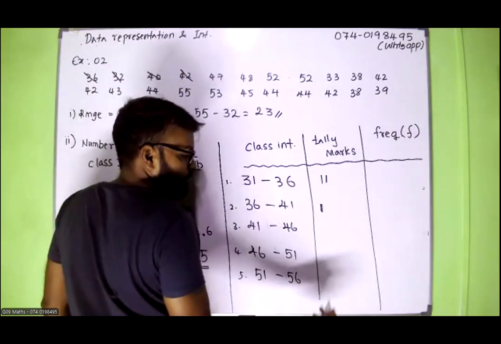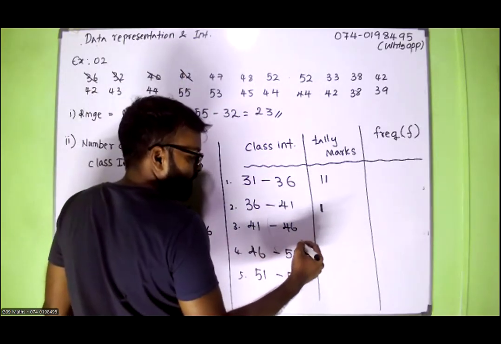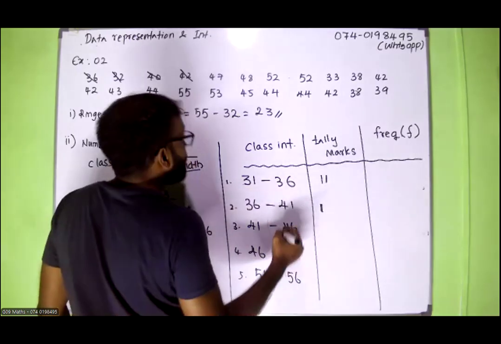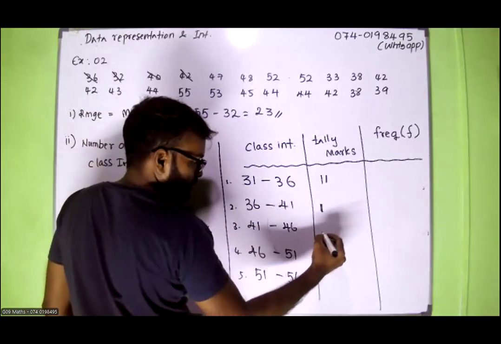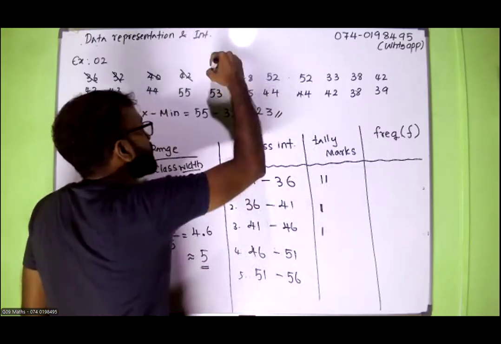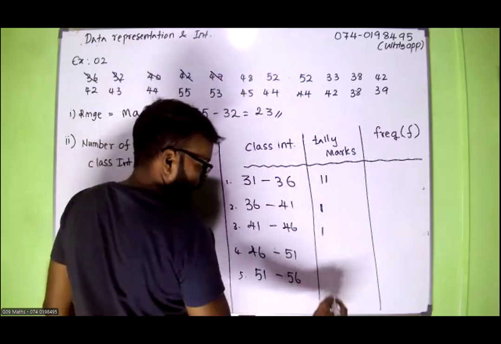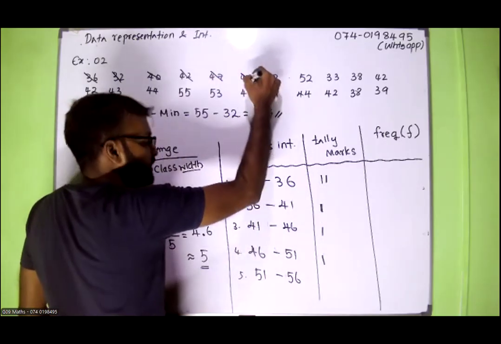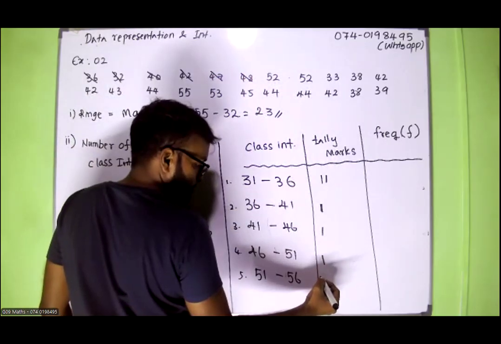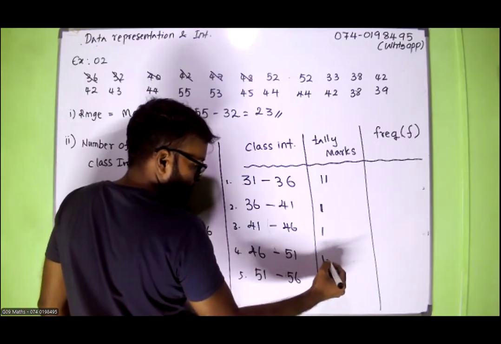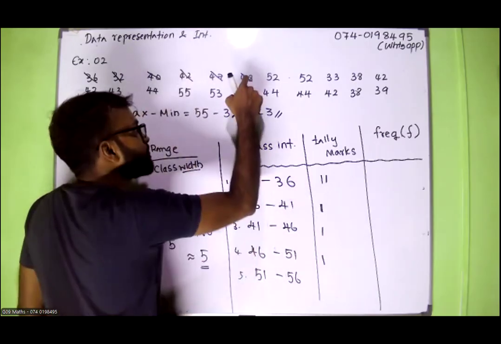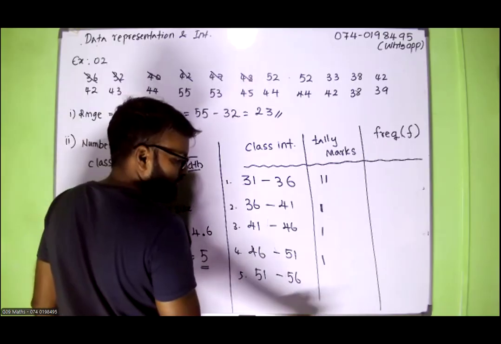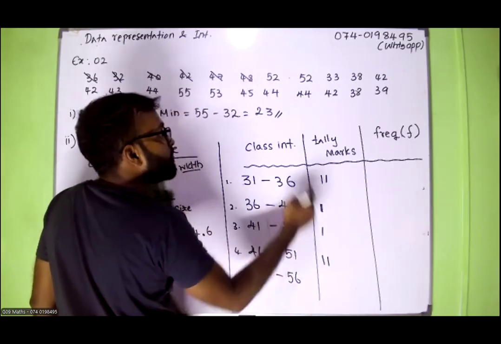42. Don't be in too much of a hurry. Third one. 42, third one. 47, fourth one. 48, fourth one. 52.